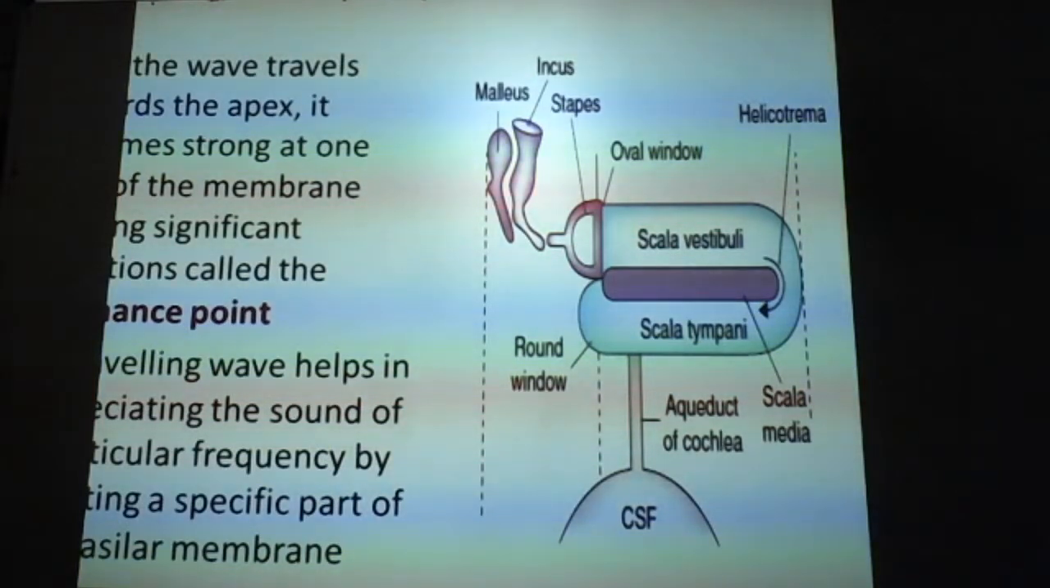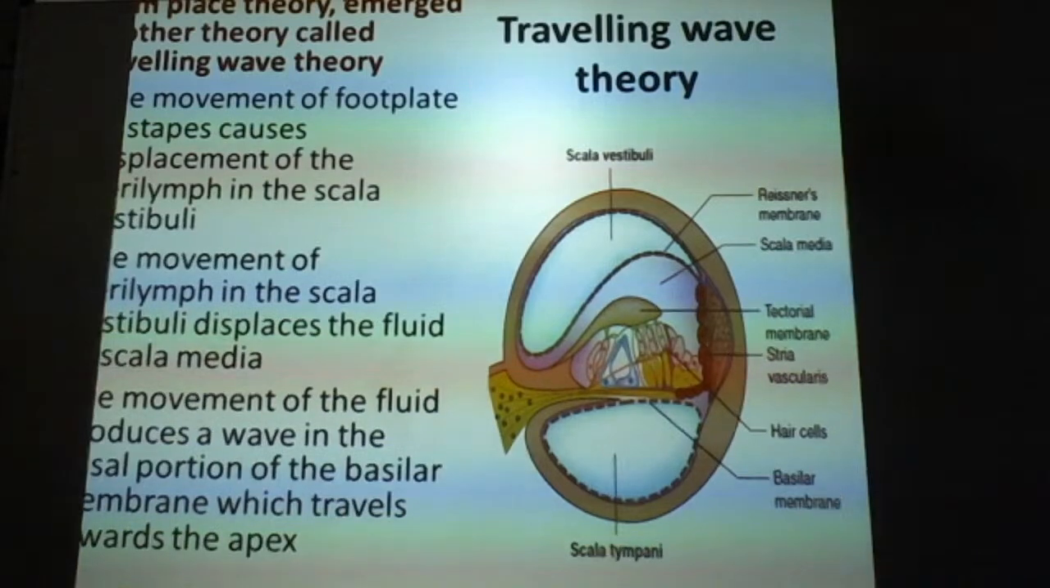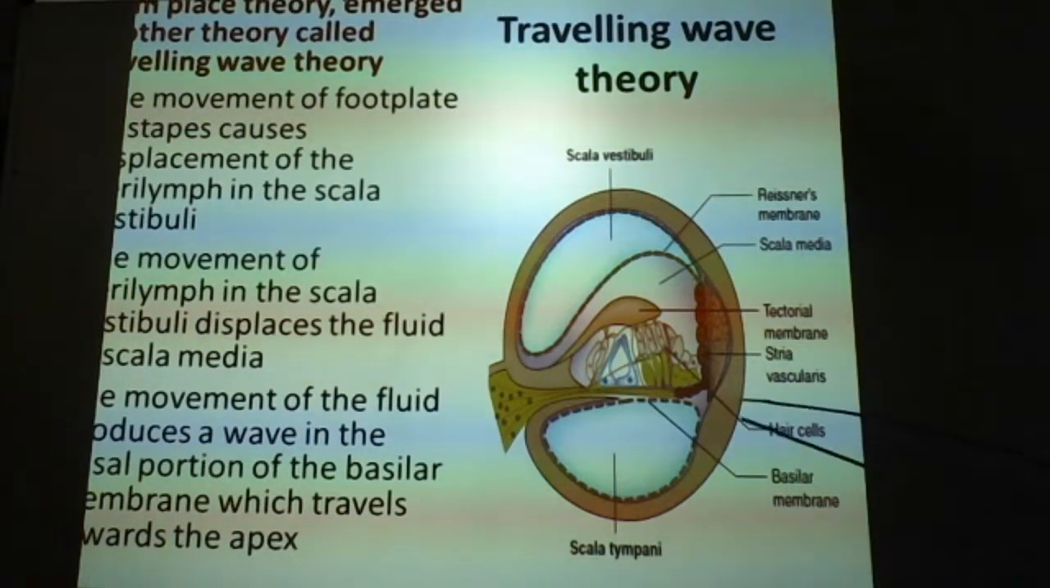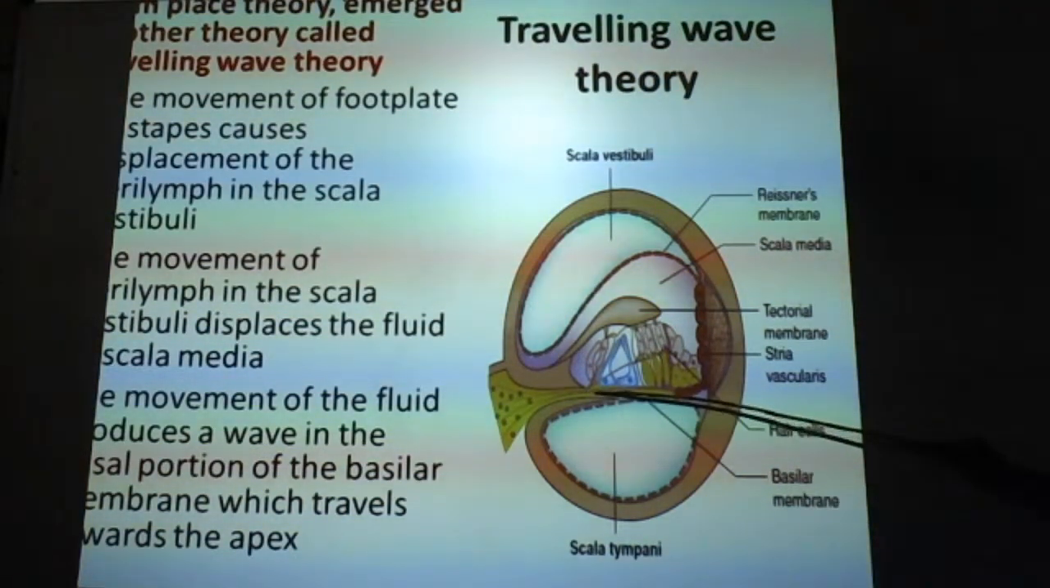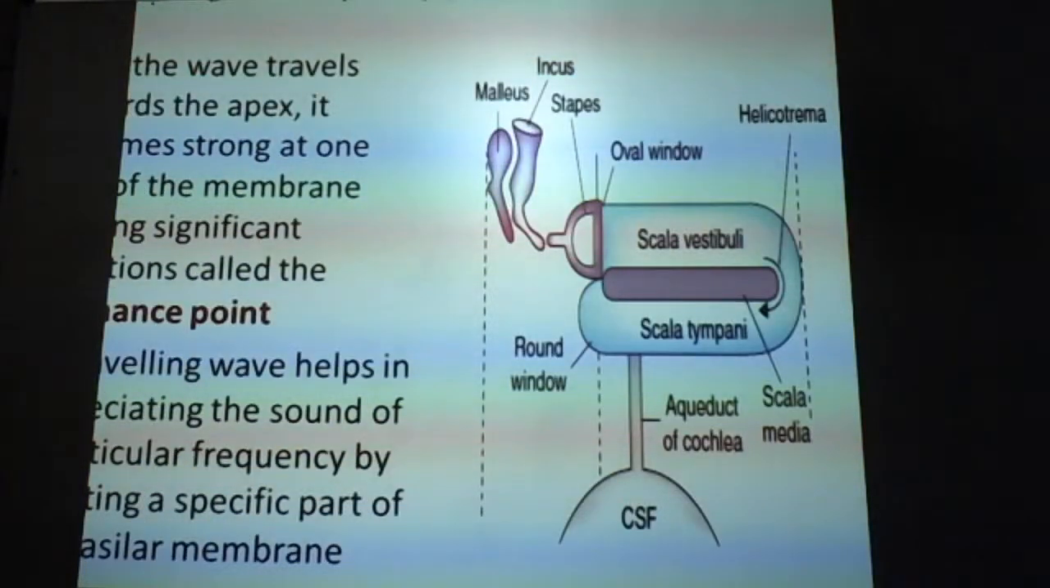As the wave travels towards the apex, it becomes strong at one point of the membrane. As the vibrations move towards the apex, at one point it becomes very strong, and this is called the resonance point. So the travelling wave helps in appreciating the sound of a particular frequency by vibrating a specific part of the basilar membrane.